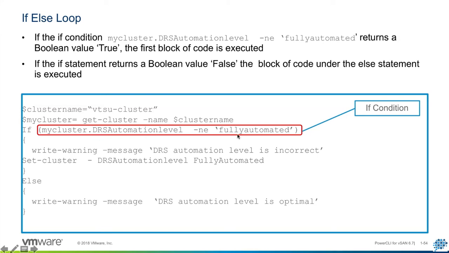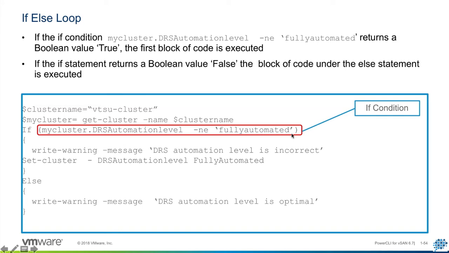If it is not equal to fully automated, this if statement will make sure that only this part is executed, the part starting with the brackets here and ending with the brackets here. That means the first set of commands. Else, if we come to the else part, that means it is already fully automated. So let's say the DRS automation level is equal to fully automated. In that case, this statement is not true.